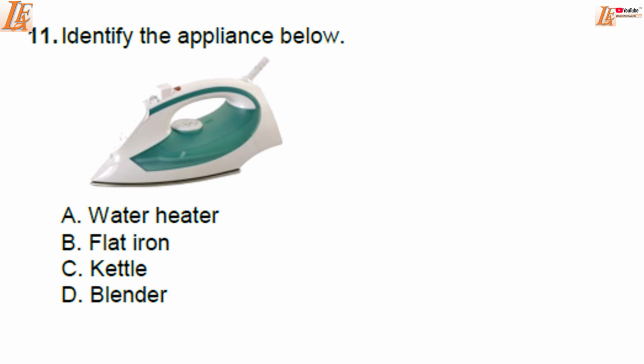Question 11. Identify the appliance below. This appliance is used in most homesteads, and it's one of the components which use electricity. So in this case, we are supposed to identify this appliance. So A, water heater? No. Flat iron? Yes. Kettle? No. Blender? No. So in this case, the correct answer is a flat iron, which is used to iron clothes.